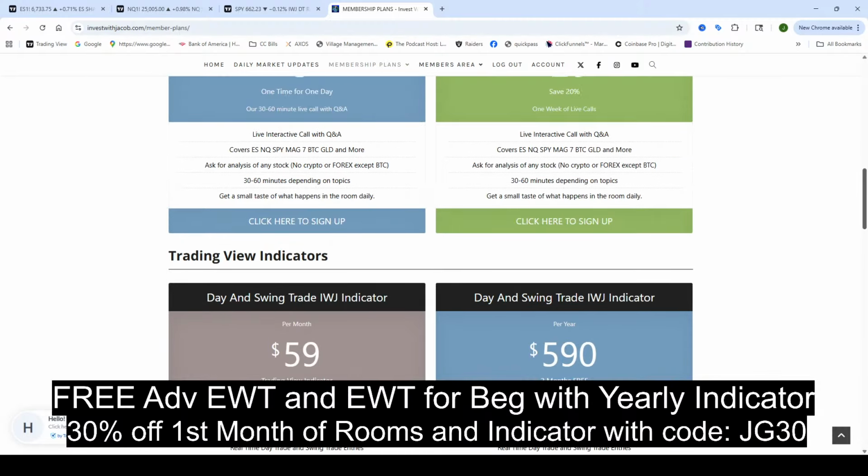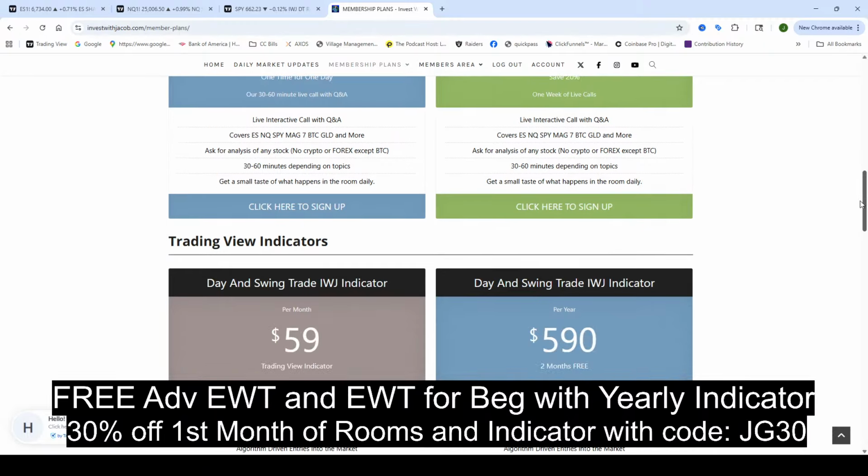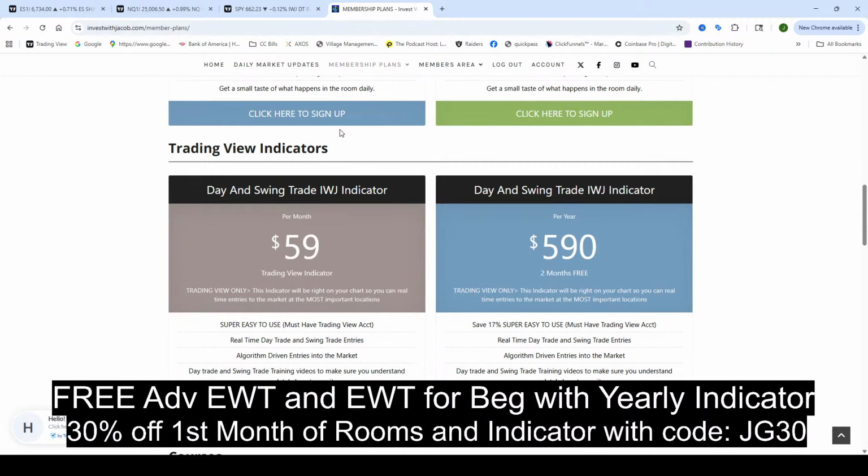So I highly encourage people to check it out for themselves, because we're going to demonstrate it here, but one day does not make a trading tool.